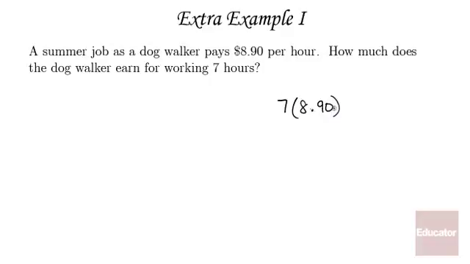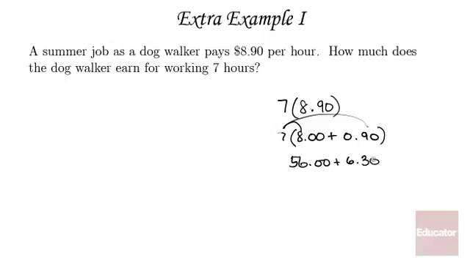Well, I don't know 7 times $8.90 off the top of my head, but if I break the $8.90 into $8 plus 90 cents, I can do my multiplication much faster. 7 times 8 is going to be $56, and 7 times 90 cents is going to be $6.30.